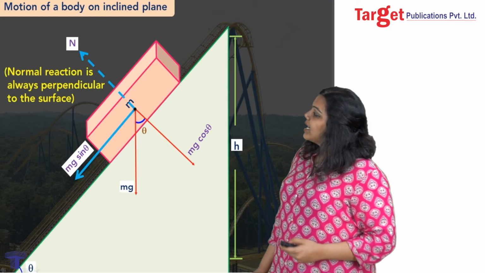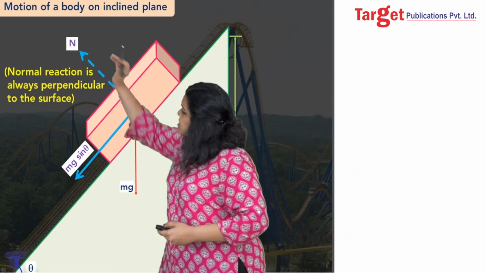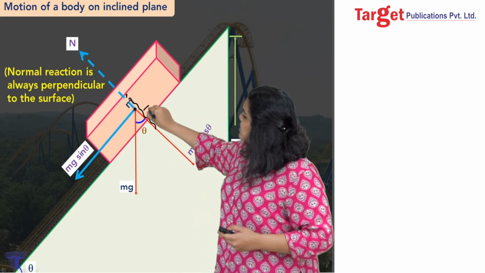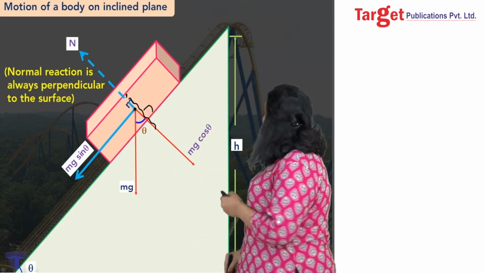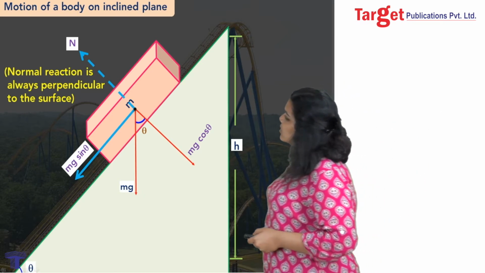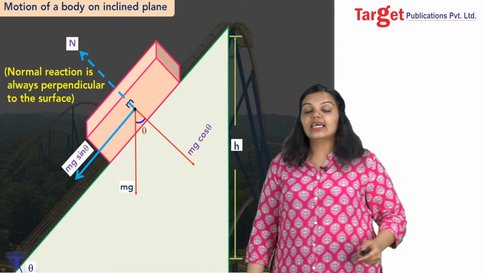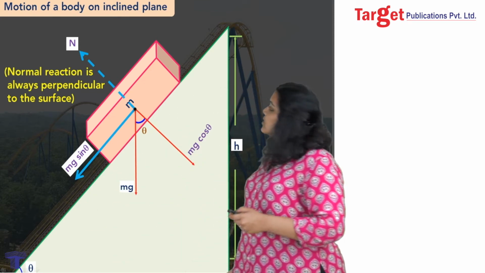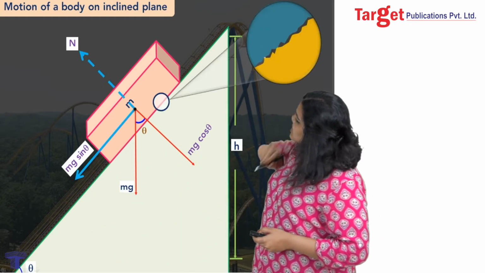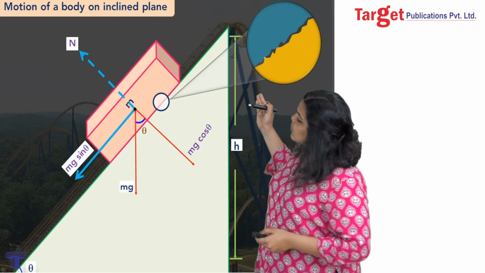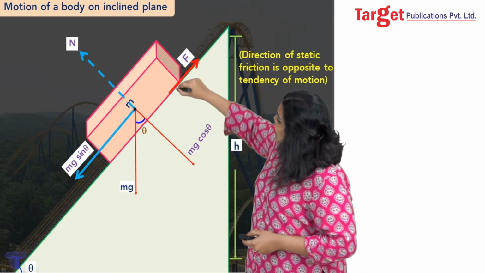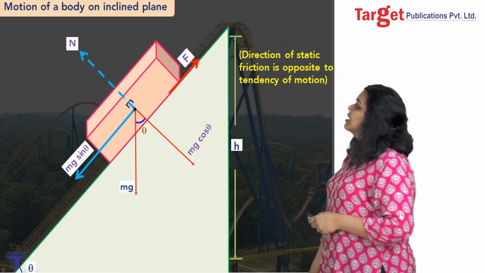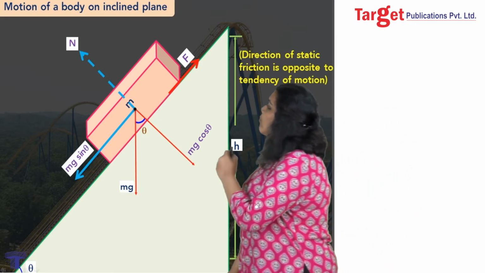I know that normal reaction is always perpendicular to the surface, and therefore it is acting in this direction. If I draw this backwards, I can see that it is perpendicular. So I have normal reaction perpendicular to the surface. Finally, since this block has a tendency to fall downwards, the force of friction will act opposite to that, and therefore this force of friction, because of these two surfaces, acts in this direction, that is opposite to the tendency of motion. So this completes my free body diagram.